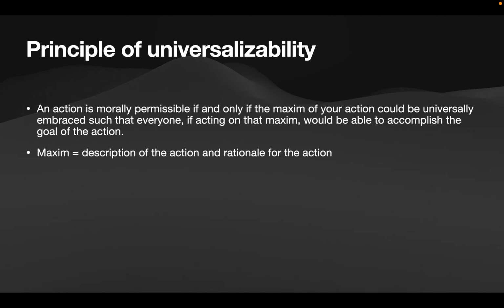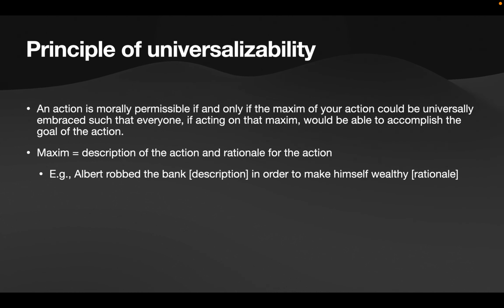So what Kant means by a maxim is simply a description of your action and the rationale behind the action. So what is it that you're doing and why are you doing it? To give that is to give the maxim of your action. So for example, you could say that Albert robbed the bank in order to make himself wealthy, right? So the description of what Albert is doing is robbing a bank. The rationale for why he's robbing the bank is in order to make himself wealthy.